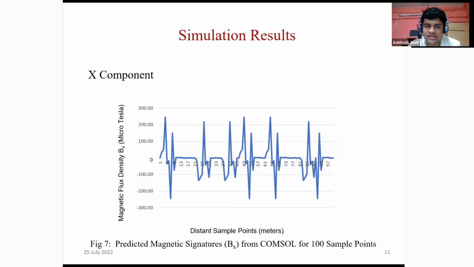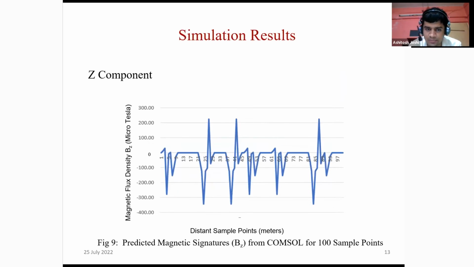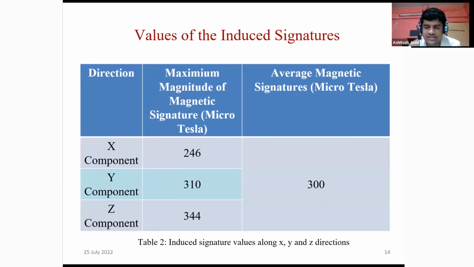So these are the simulation results. This is for the X component. We can see we are getting some magnetic signatures. This is for the Y component, and this is for the Z component. So if we see carefully in all the three directions, this is the summary. And on an average, 300 microtesla magnetic signatures are getting generated.